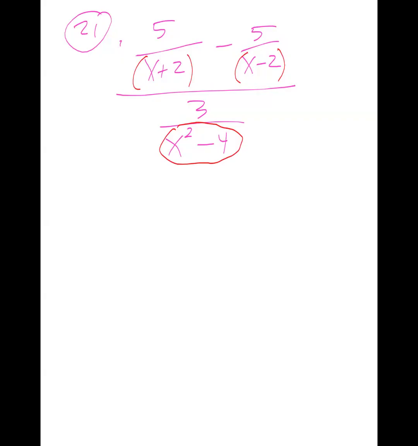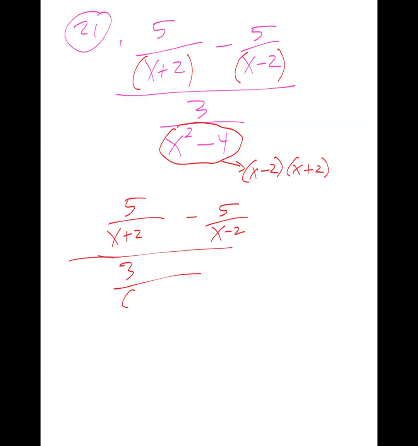So who knows what x squared minus 4 can factor into? X minus 2 times x plus 2, right? Okay, good job. More people are watching now. Well, some people are not. So x squared minus 4 factors into x minus 2 times x plus 2. That means the problem is equal to 5 over x plus 2 minus 5 over x minus 2, divided by 3 over x minus 2 times x plus 2. You don't really have to write it all again, but I'm doing it so you can see.